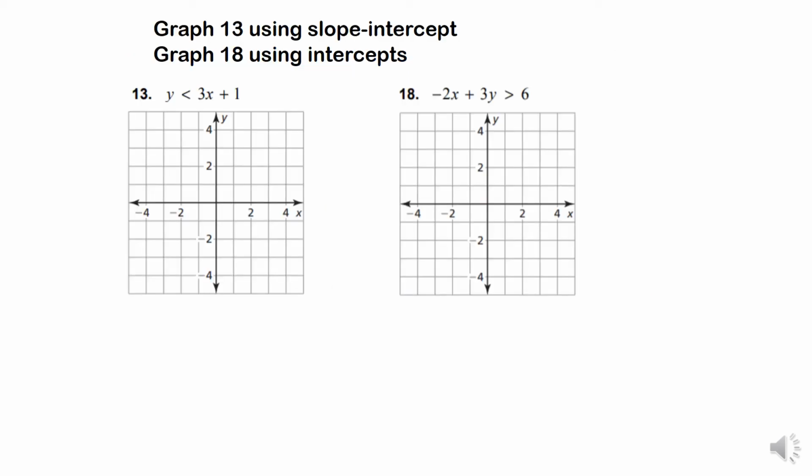Okay, so in your journal, you're going to graph number 13 using slope-intercept. So we go to positive 1, and then we're going to go a slope of up 3/1. This is a dashed line, so I'm going to make my dashed line, and I am shading below.